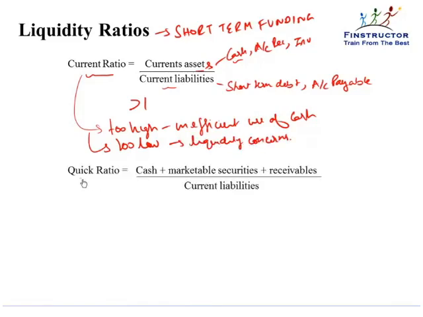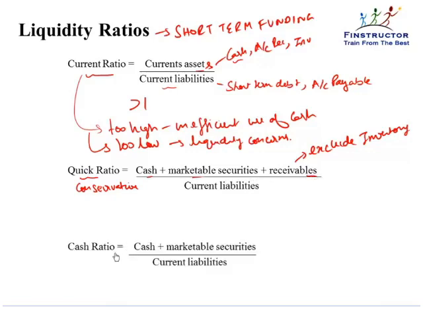The quick ratio is a more conservative current ratio, wherein we assume that inventory is not current. So we exclude inventory from the current assets calculation, and the ratio is calculated as the cash plus marketable securities plus the accounts receivables upon current liabilities. So it gives us the same information as the current ratio, but uses only the more liquid assets.